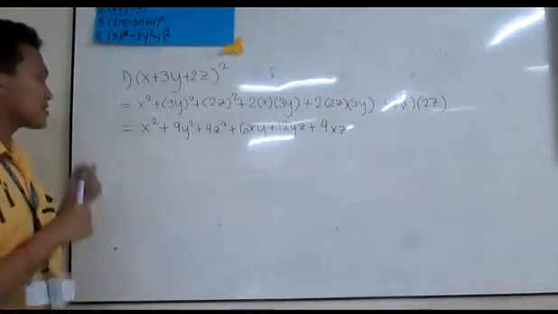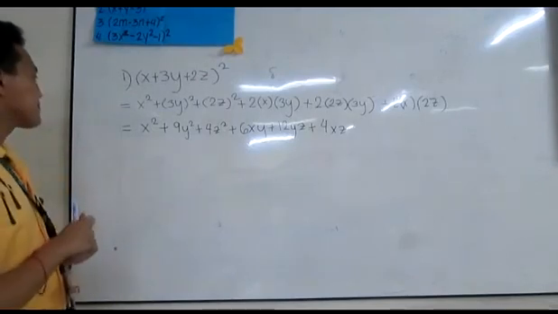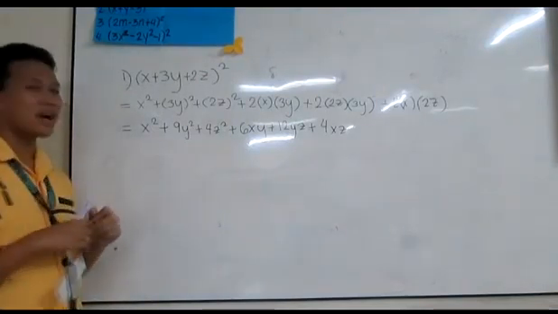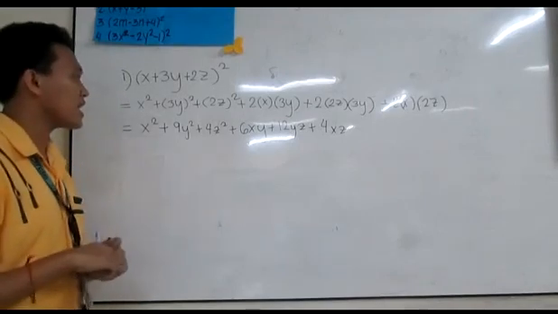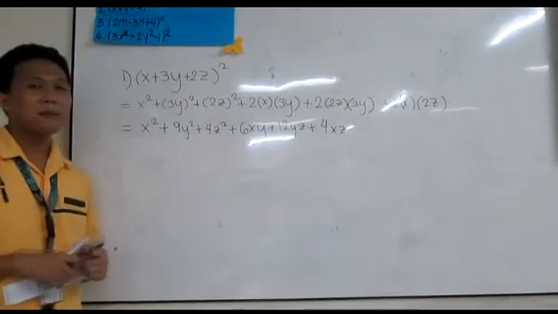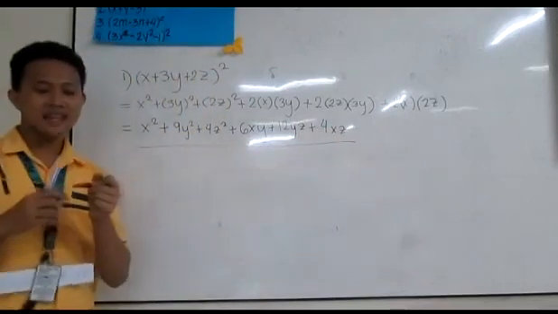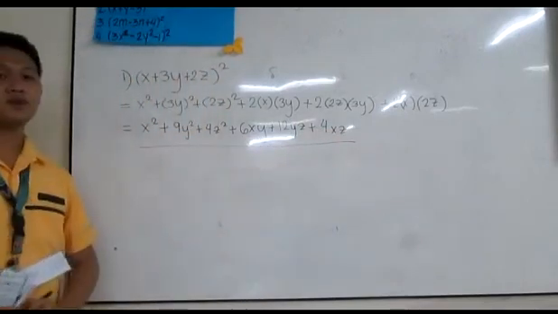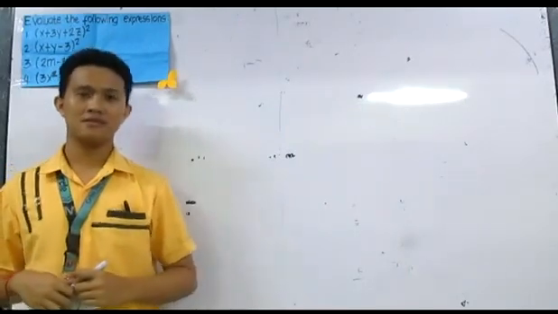And now we have our conclusion, or the simplified expression. Quantity x squared plus 9y squared plus 4z squared plus 6xy plus 12yz plus 4xz. And that is our final answer of example number 1. Now let's proceed to our second example.